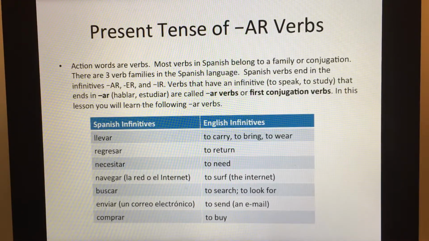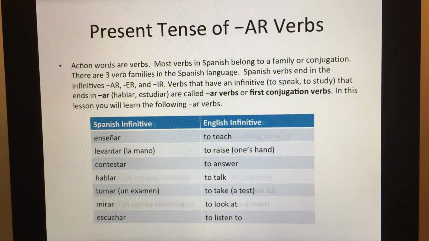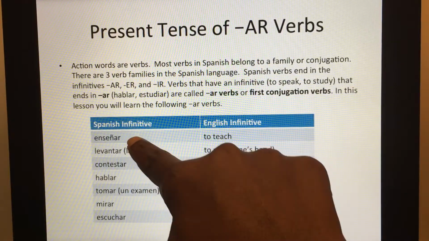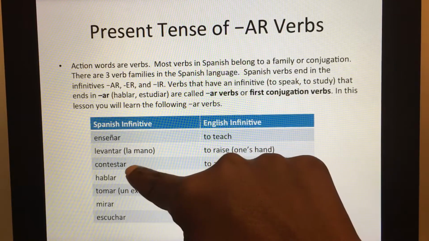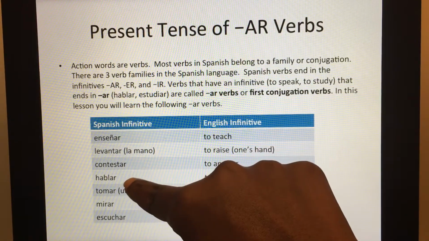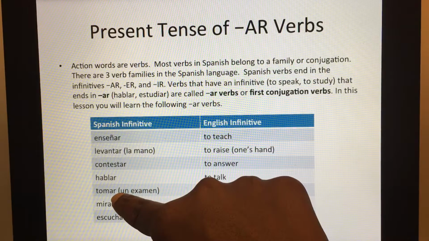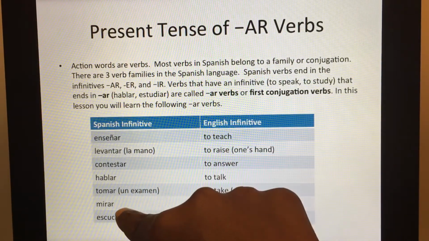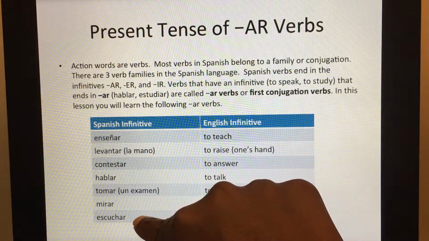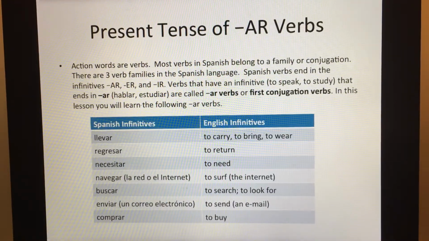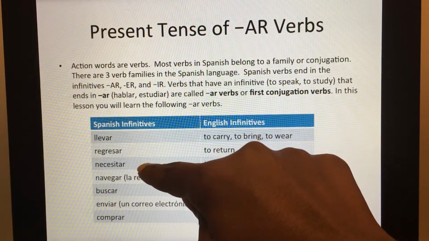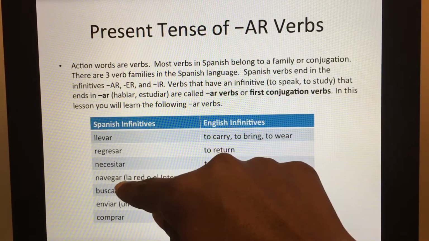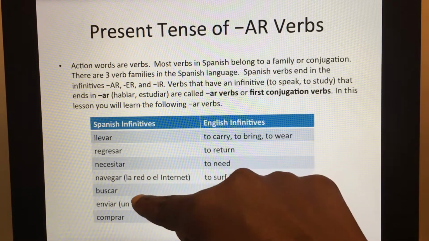Here are more AR verbs. Let's work on pronunciation. Enseñar. Levantar la mano. Contestar. Hablar. Tomar un examen. Mirar. Escuchar. Llevar. Regresar. Necesitar. Navegar. Buscar.